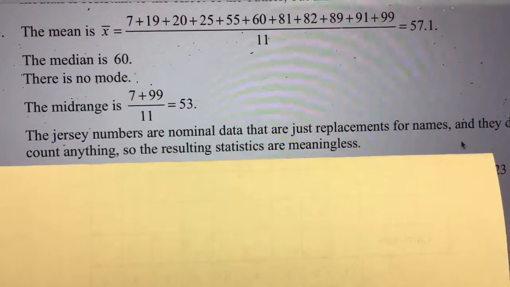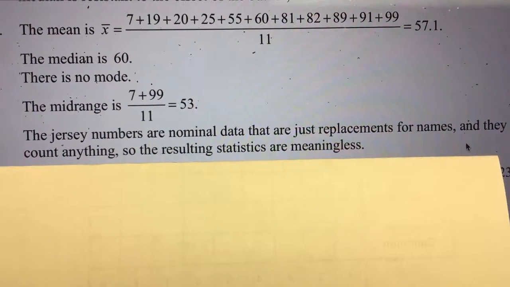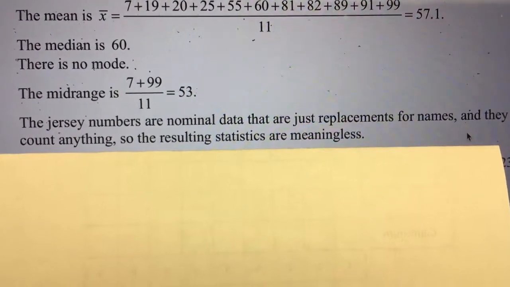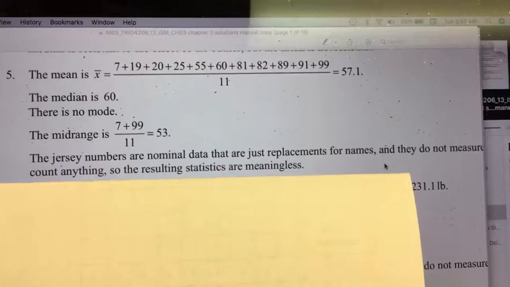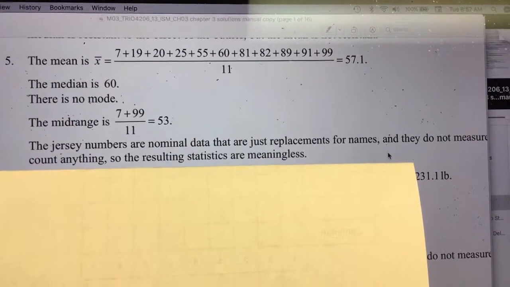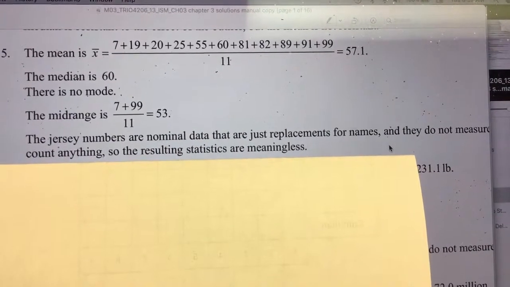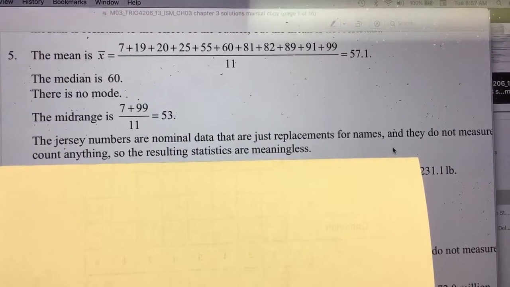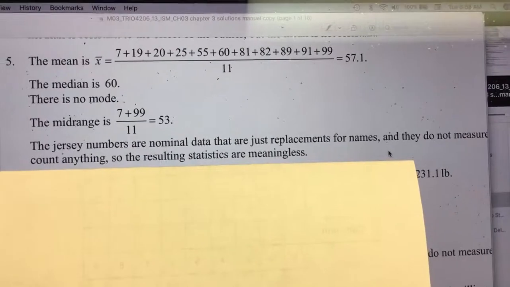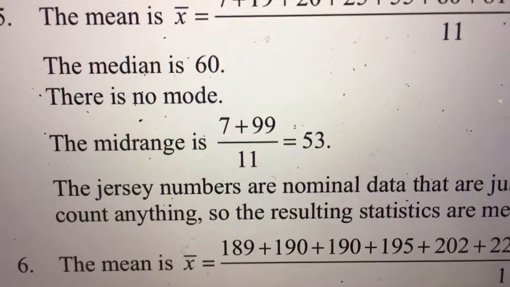And then they asked us why was the median and the mode irrelevant and meaningless. In this case, even the mean is meaningless because these are just football jersey numbers and they really have no meaning. So the mean, the median, the mode are all meaningless. It's just nominal data.